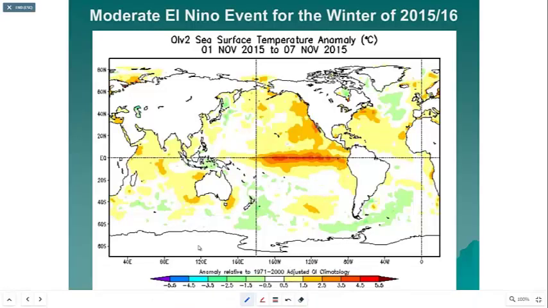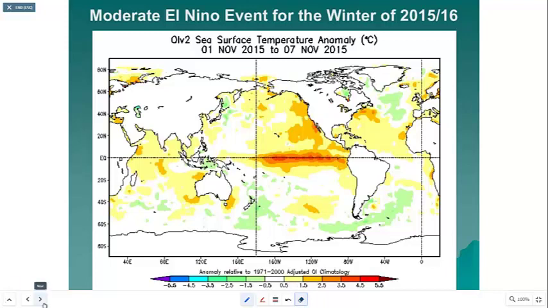So this is what we'd like to see. We want to see these waters to be above normal. In this case, we had temperatures 2.5 up through about 4 degrees Celsius above normal. So this was a moderate El Nino event in 2015-2016 winter. So this should dictate above normal temperatures for the winter up here in good old Grand Forks area.